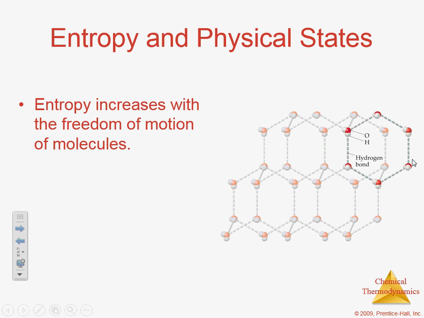Now, one thing I do want to focus on is entropy in physical states. Entropy increases with the freedom of motion of molecules. In a gas, the molecules are spread out the most, so that's the highest entropy. Liquids are kind of spread out, with lower entropy, and solids are the closest together, with the lowest entropy. So the entropy of a gas is greater than the entropy of a liquid, which is greater than the entropy of a solid.